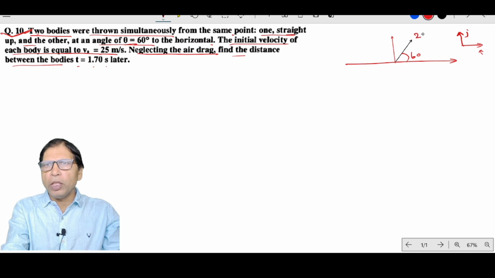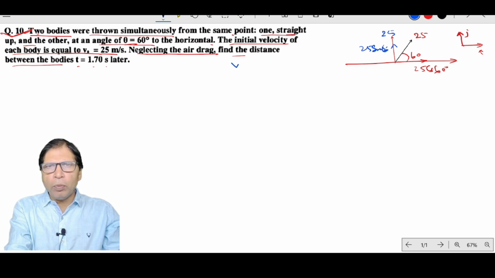So the component of this 25 in the horizontal direction is 25 cos 60 degrees. And in the vertical direction, it is 25 sin 60 degrees. And 25 is the velocity of the first body. No problem.